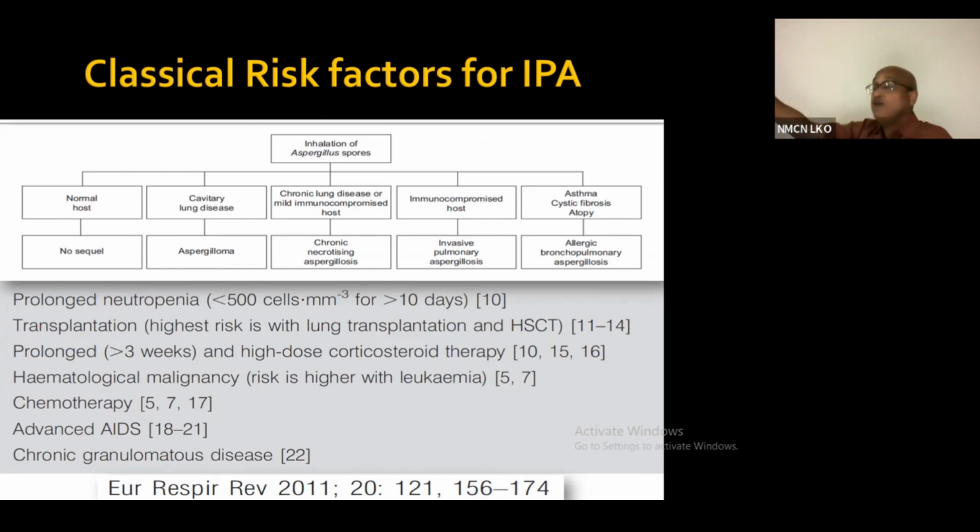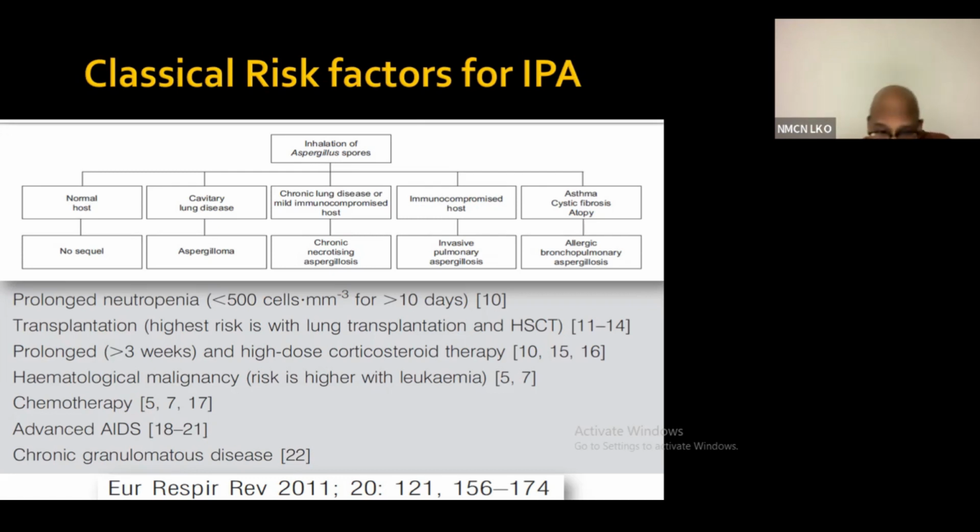You can't have an ICU or a sicker unit in an area where building construction is going on. With all this, aspergillus incidence is going to rise. If you have a normal host, there will be no sequelae from the spores that may enter your respiratory tract. If you have a cavitatory old lung disease, you can have an aspergilloma. If you have a chronic lung disease, you can have chronic necrotizing aspergillosis. If you have an immune compromised host, you can have invasive pulmonary aspergillosis. And if you have asthma, cystic fibrosis, or atopy, then allergic bronchopulmonary aspergillosis.